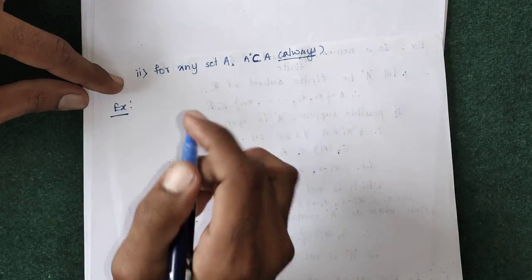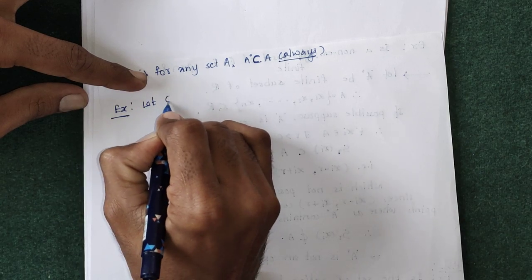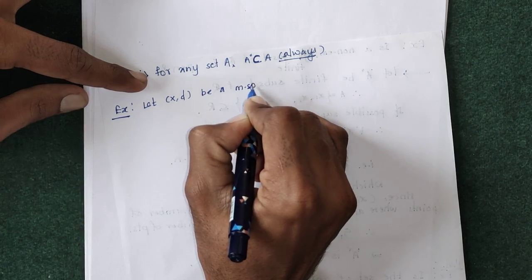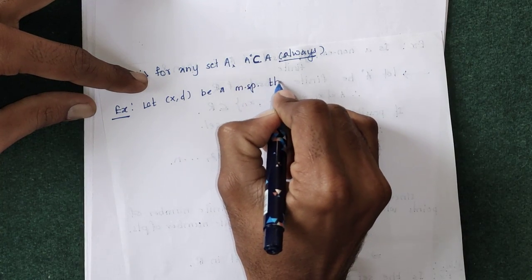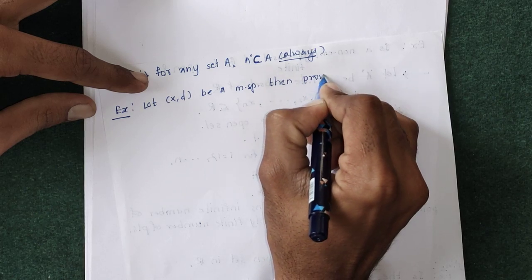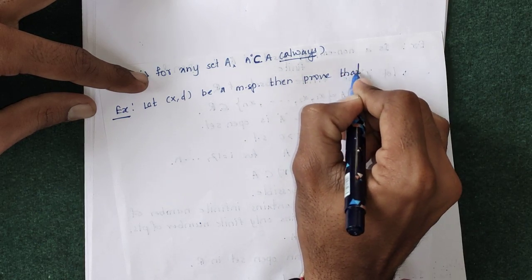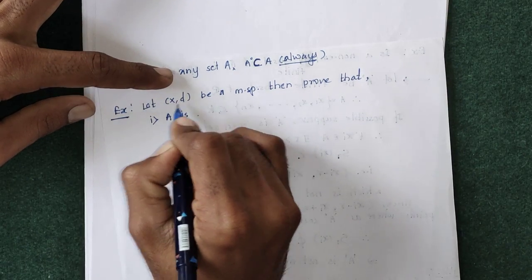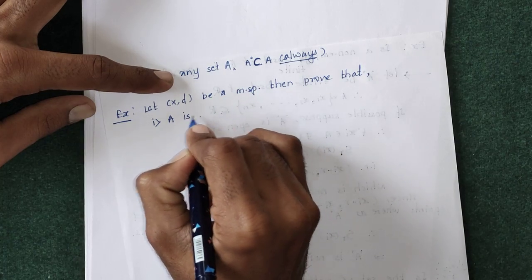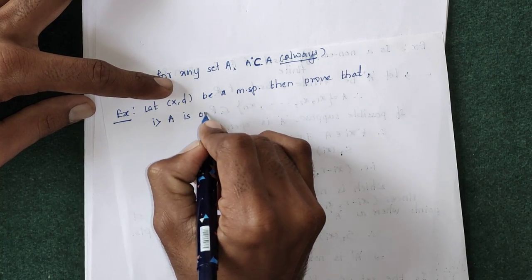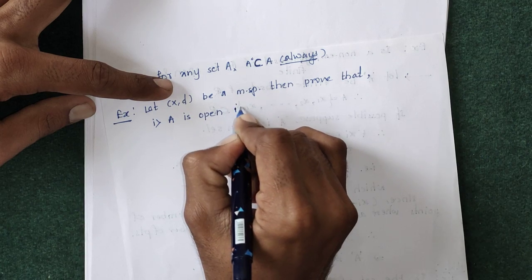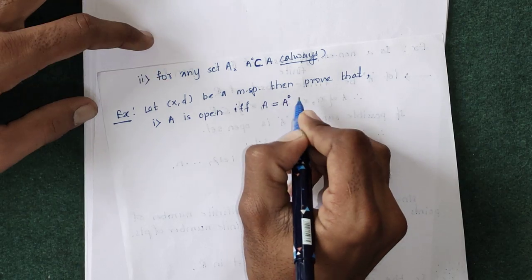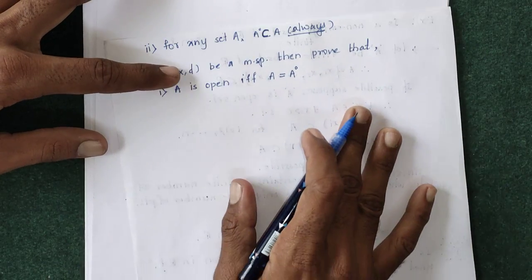one of the most important examples. Let (X, d) be a metric space. Then prove that the first condition: A is open. A is a subset of the metric space (X, d). A is an open set if and only if A is equal to the interior of A. A is said to be an open set if and only if A equals the interior of A.